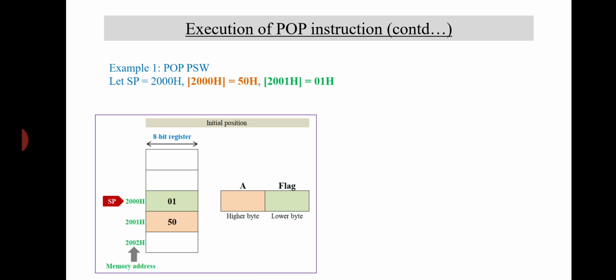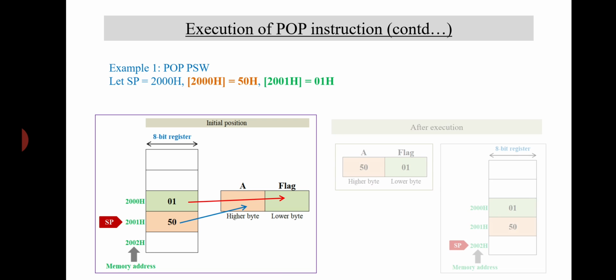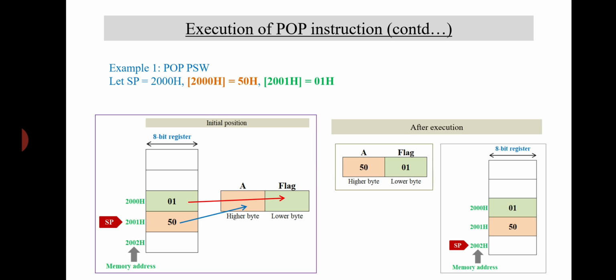As and when this instruction POP PSW is executed, the data which is stored in location 2000, which is 01, will move to the flag register. So it is making up the lower byte, of course, and the stack pointer will be incremented. Now it will point to the memory location 2001, and this data 50 will be stored in the accumulator. After execution, this will be the position. The accumulator and the flag register will contain the respective bytes, and the stack pointer will be incremented again, and it will point to the location 2002.